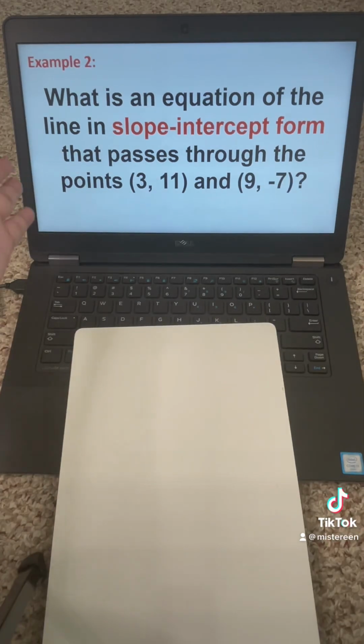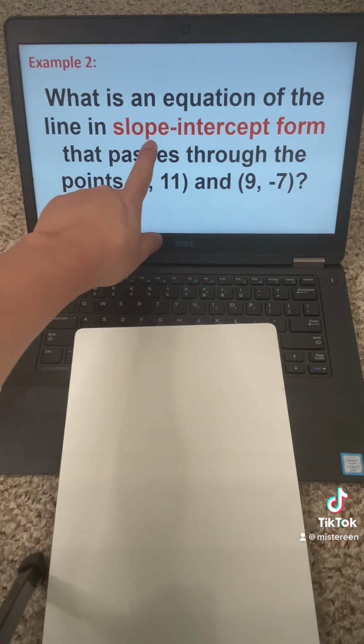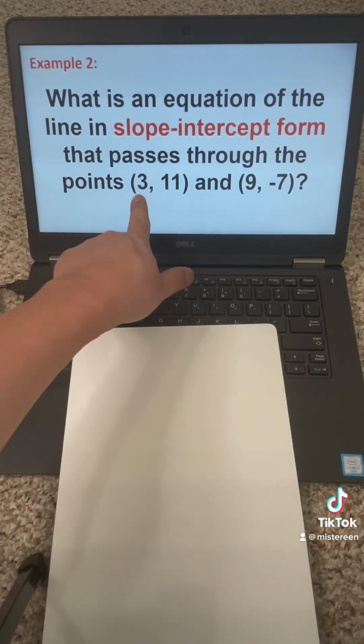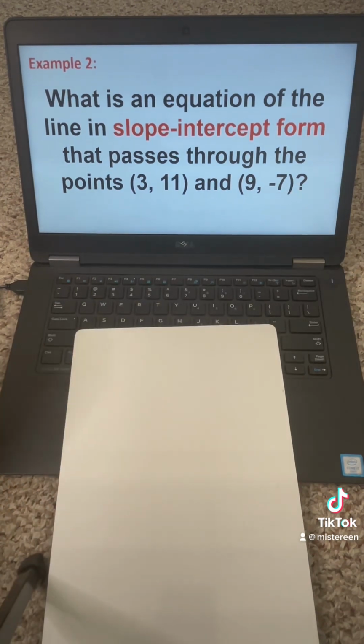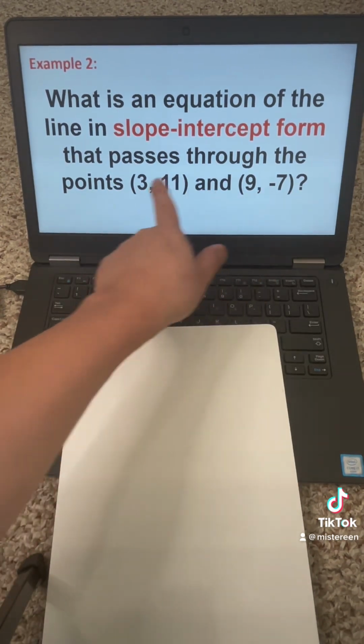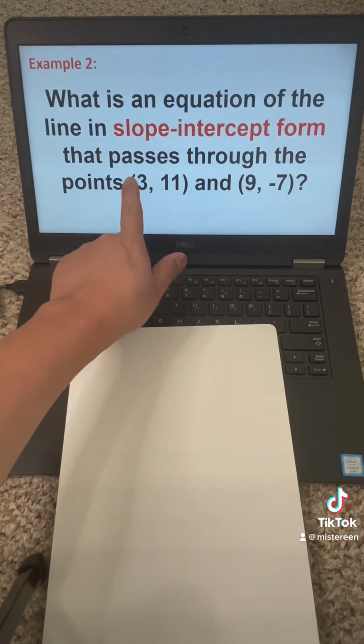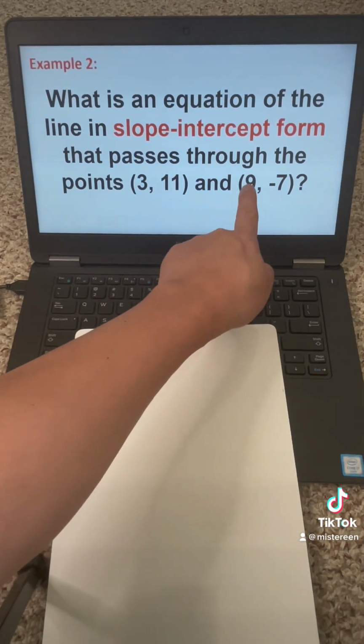Alright, our next example is this problem. What's the equation of the line again in slope-intercept form? The line passes through the points 3, 11 and 9, negative 7. If you notice in this problem, we are given two points. We have 3, 11, this is your x and y, and then 9, negative 7, your x and y.